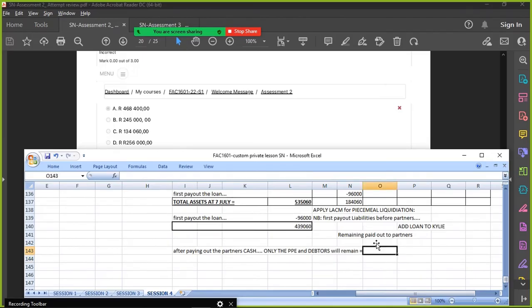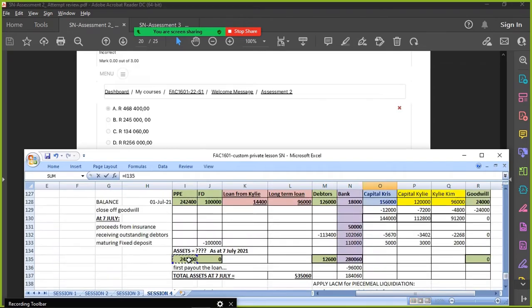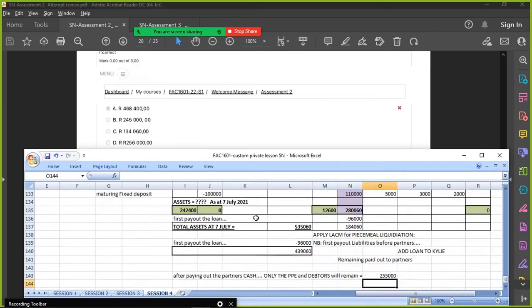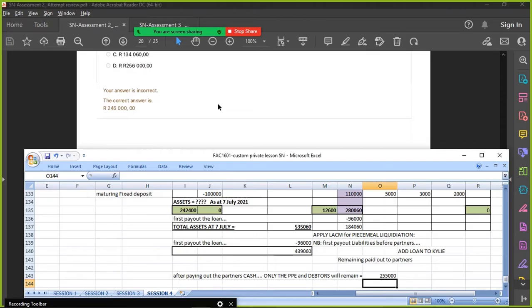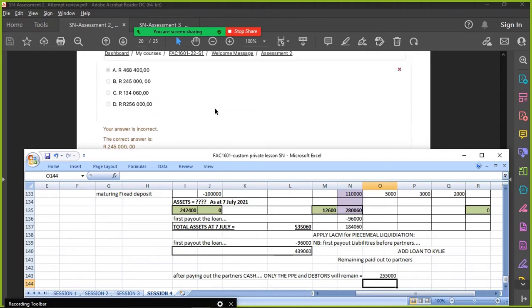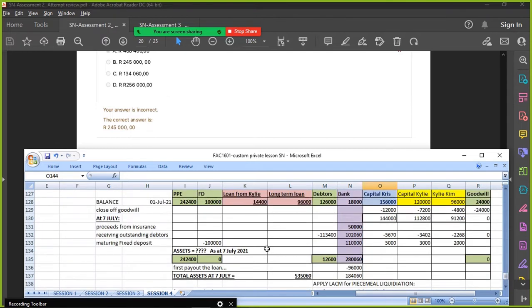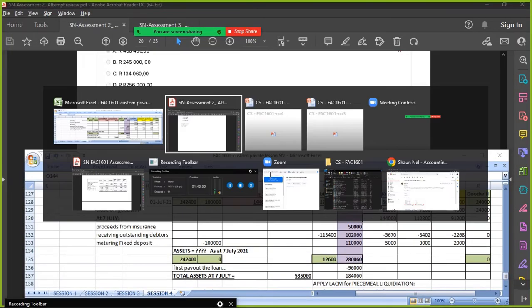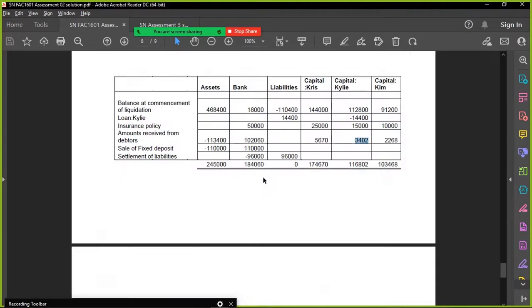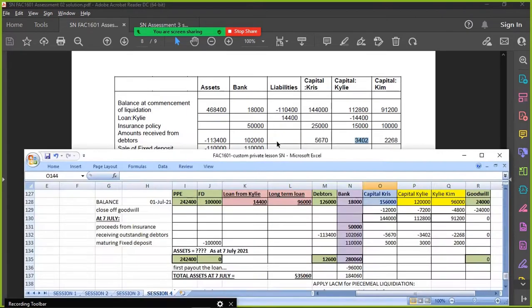Okay, and that amount would equal this figure plus that figure, which is 255. Is that the answer? So there's 10,000 too much. 245. The 10,000, yeah, the fixed deposit. I don't think they took the fixed deposit into consideration. Let's check the answer. I did. I don't know if they did. Let's check. Anything that's 10,000.